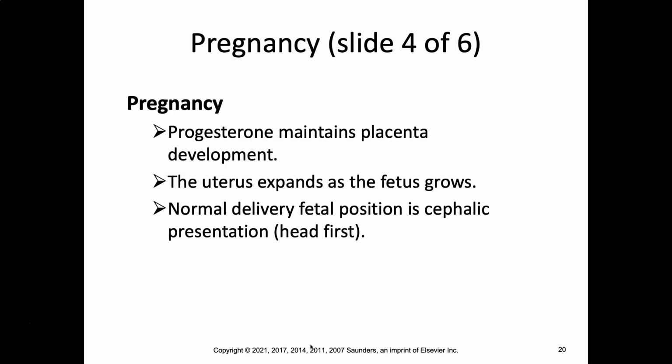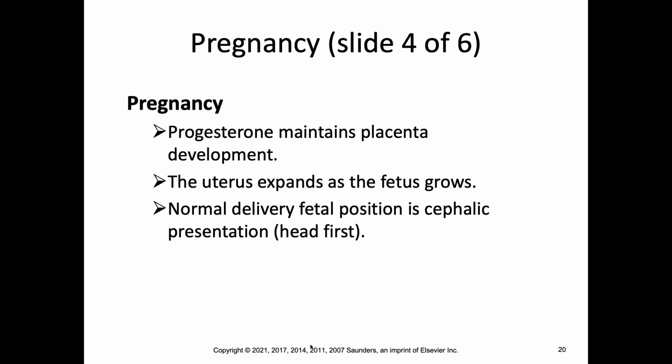So pregnancy. During pregnancy, progesterone maintains the placenta development. In fact, one of the ways that women can be helped through their pregnancy is to receive shots of progesterone to help maintain that placenta development. So if a woman has had several miscarriages, the doctor may recommend that she get progesterone shots on a weekly basis, or take progesterone tablets at the beginning, to make sure that the placenta stays well developed and to prevent miscarriage. It's not the only reason or influence on whether or not a woman miscarries, but it could be one.